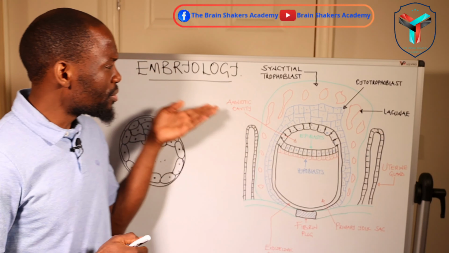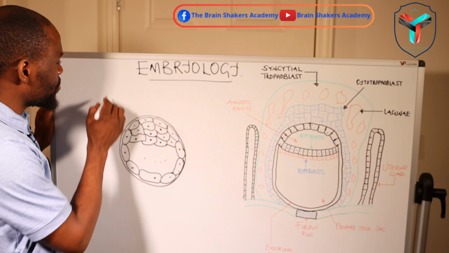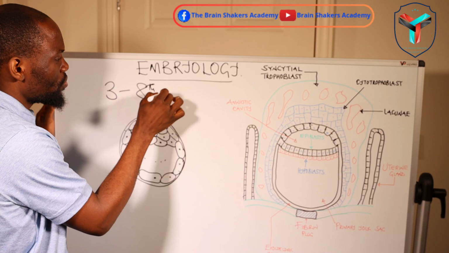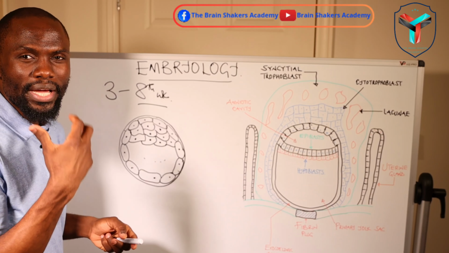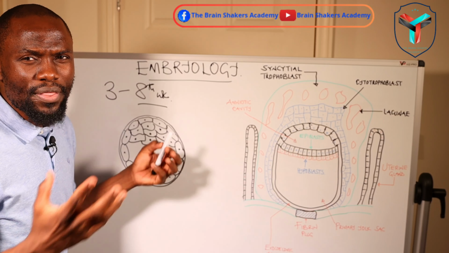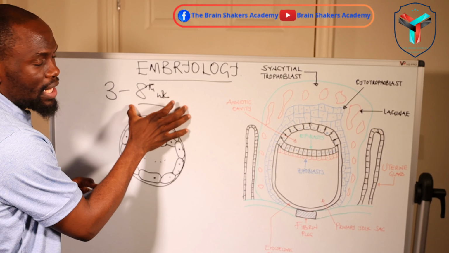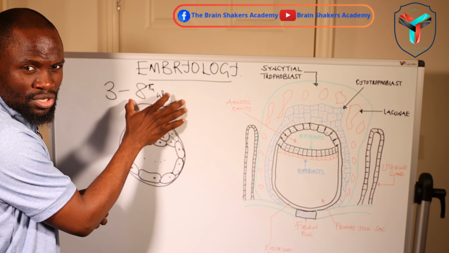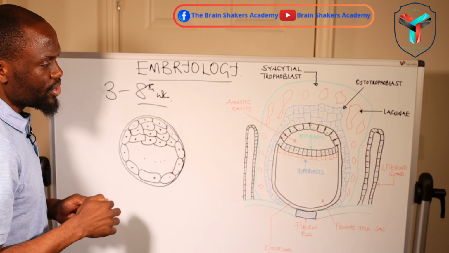So this whole process happens between the 3rd and the 8th week. It means that at the end of 8 weeks, or at the end of 2 months, all the major structures and systems would be visualizable and would be functional at this stage. So this is the timeline for embryo development.